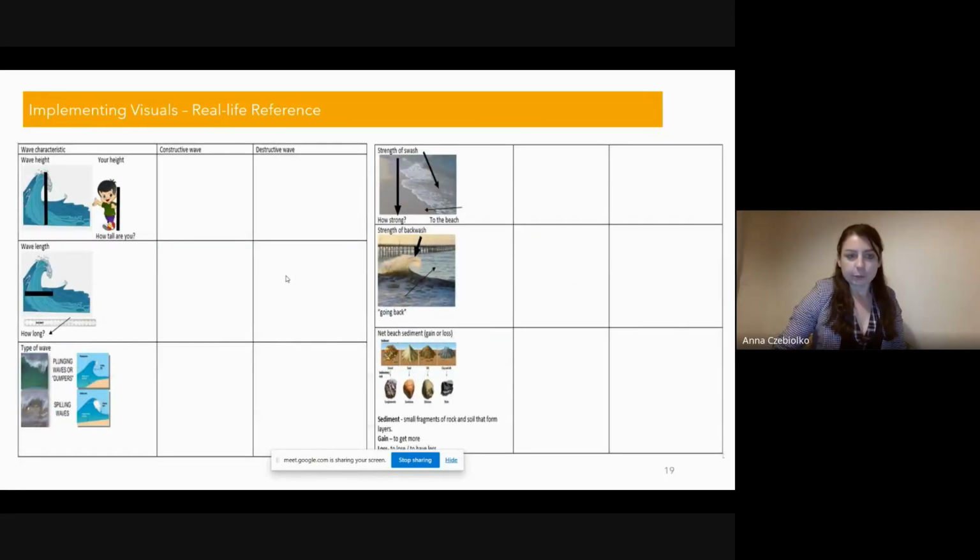So over here, we've got more ideas. We've got definitions or prompts. The aim here is to make students more independent. So when you've got key vocabulary such as strength of swash, you've got a prompting question, how strong? And again, for swash, you've got an arrow that points to the beach. And then you've got the strength of backwash, going back. Those arrows help to understand the concepts, and they help to memorize.